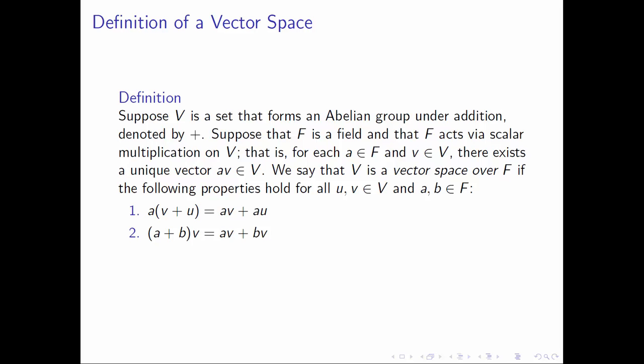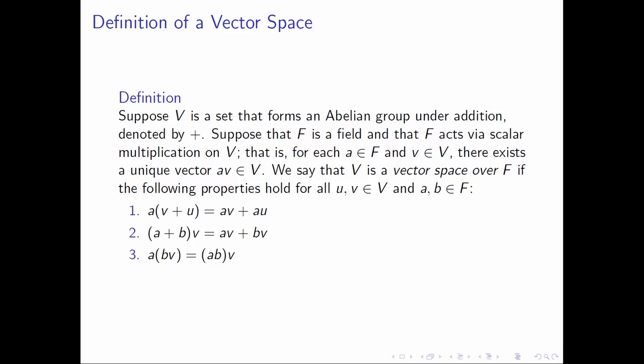The second thing is we want the scalar multiplication to distribute in the other direction. That is, F is a field, so it has two operations, addition and multiplication. If we take a and b in the field and add them together first, and then choose to act on the vector v, this should be the same thing as if we acted first by a on v, then by b on v, and then add the two together. So distribution in both senses, over the addition of the vector space and over the addition of the field.